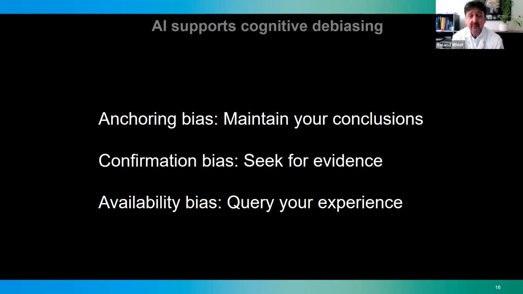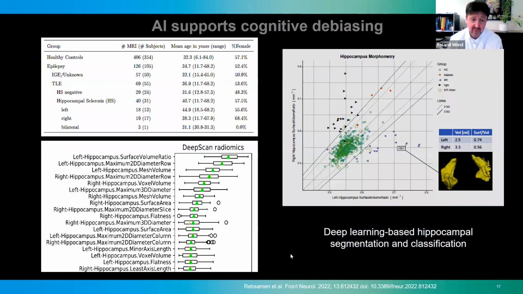So AI may support this kind of cognitive debiasing that is related to anchoring. So you stay with your first conclusions. You usually tend to have this kind of confirmation bias, which means you seek evidence to justify your decisions. And of course, you're much better at retrieving information that you have recently seen or recently learned. So the algorithms themselves may help to debias your decisions, and we can also systematically investigate what's the benefit of this kind of debiasing. And I just would like to introduce one tool that we have recently introduced.